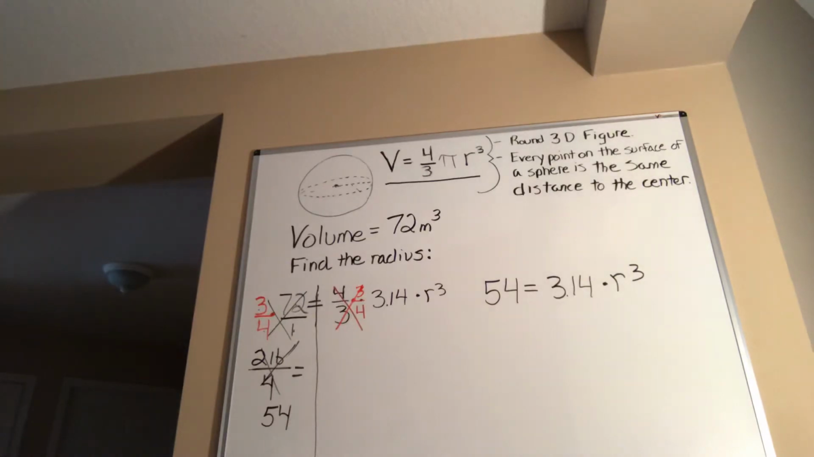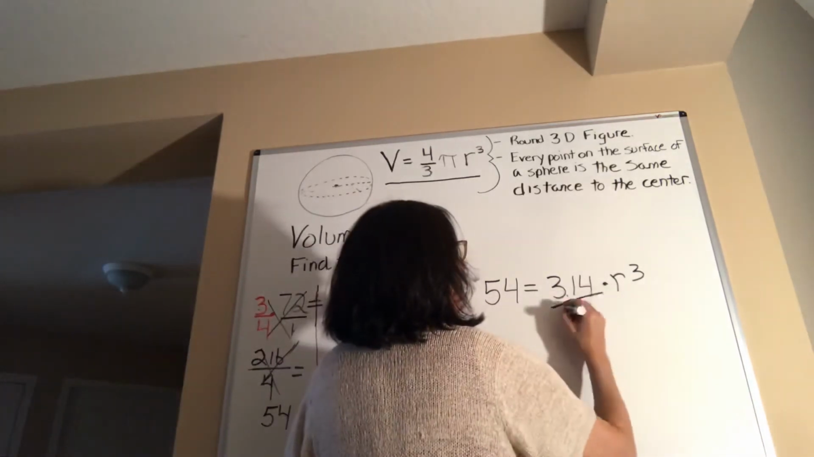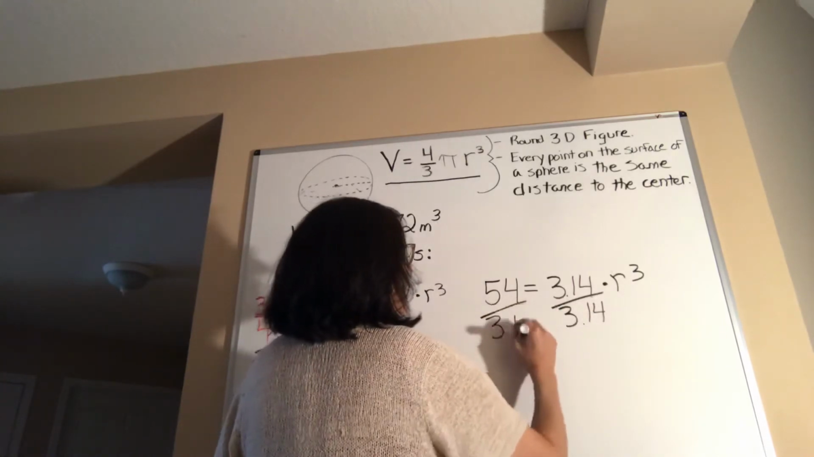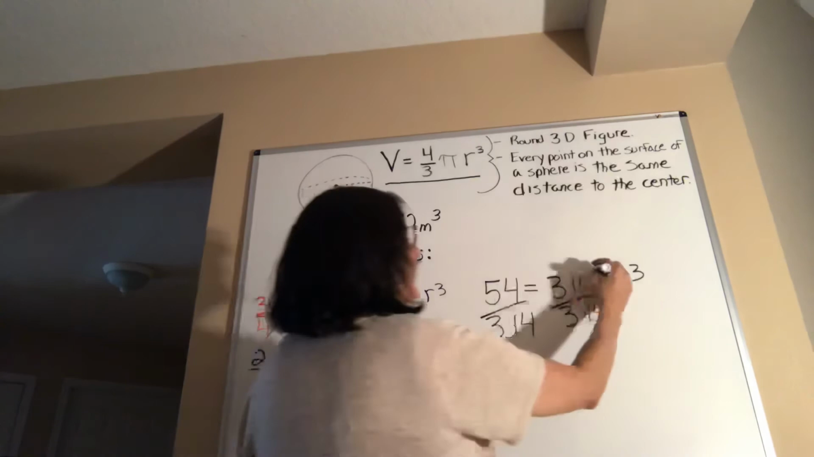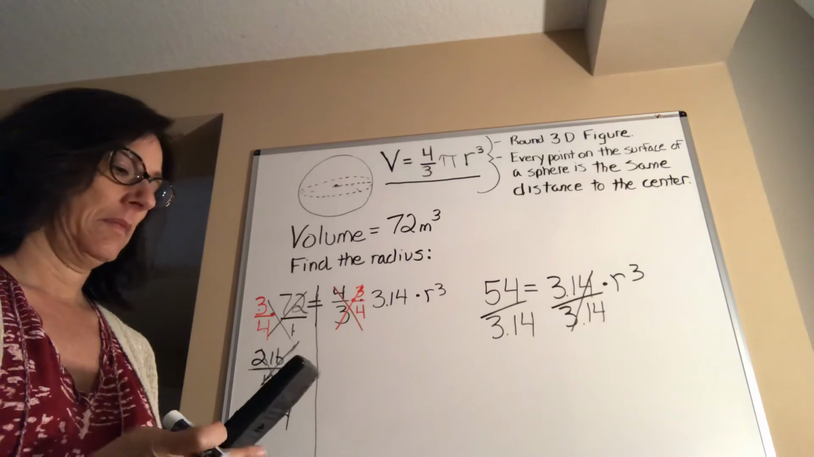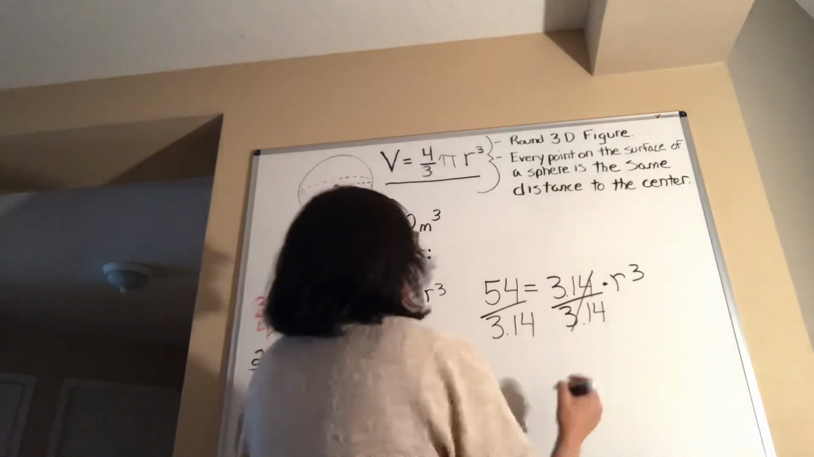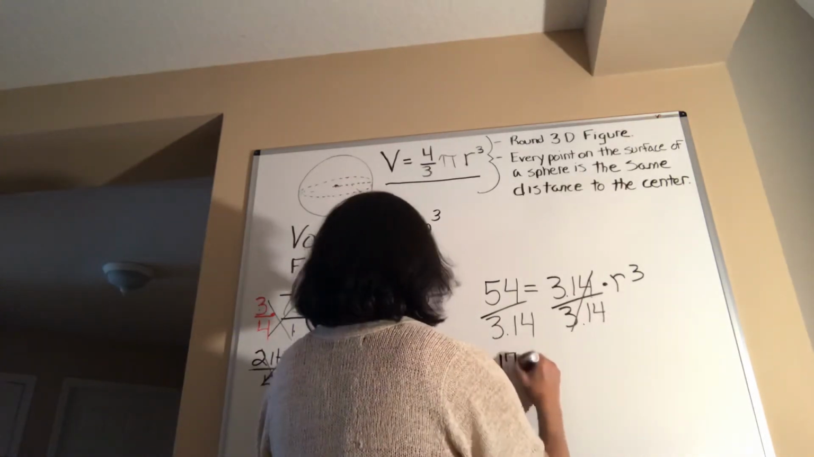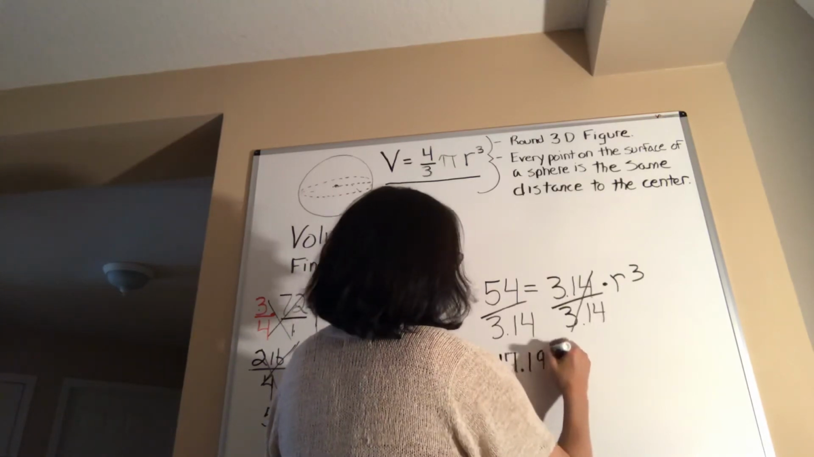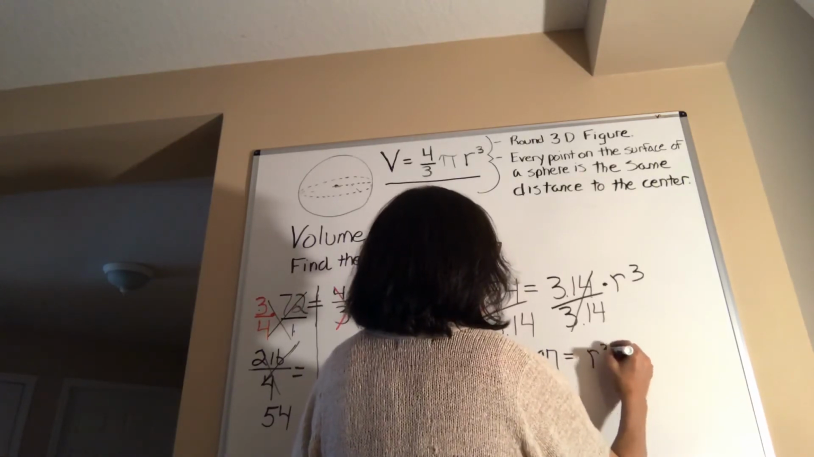All right, now we need to move the 3.14. It's a multiplication problem. So now we're going to divide by 3.14. Divide by 3.14. This is going to cancel. We're dividing 54 by 3.14, and we get 17.197 equals r cubed.